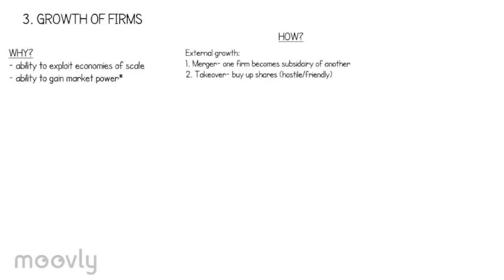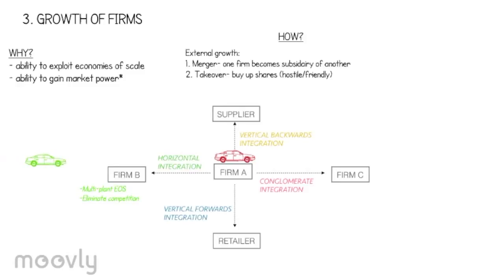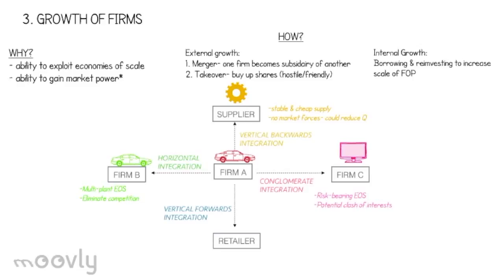So moving on to the growth of firms, there's 2 main reasons why a firm may grow. External growth typically takes the form of one of the 4 types of integration. Horizontal integration involves merging or taking over a firm at a similar stage of the supply chain.